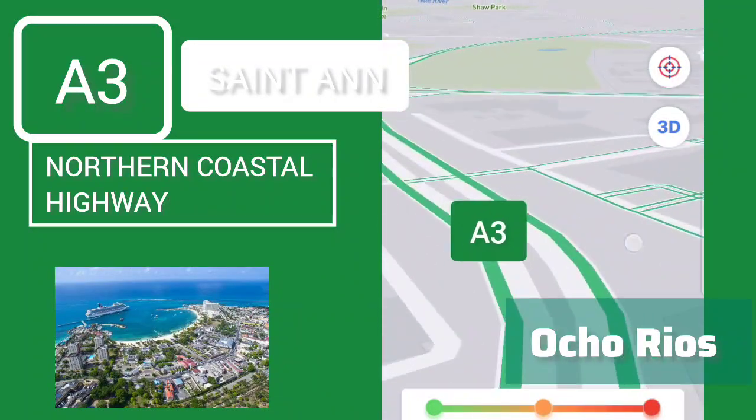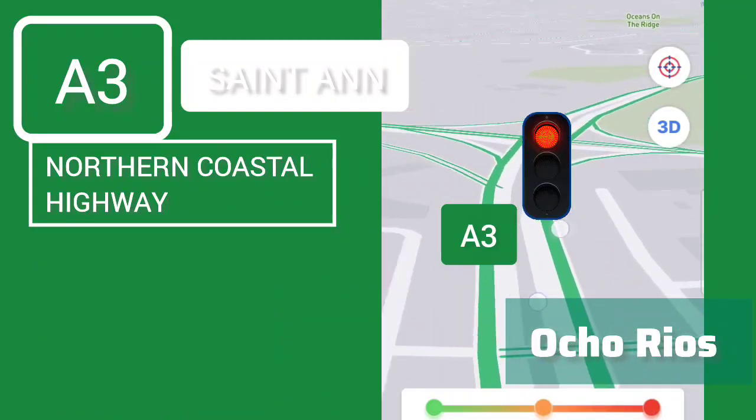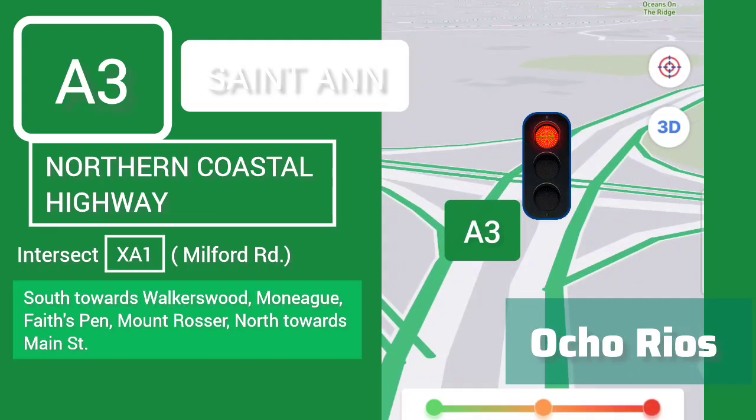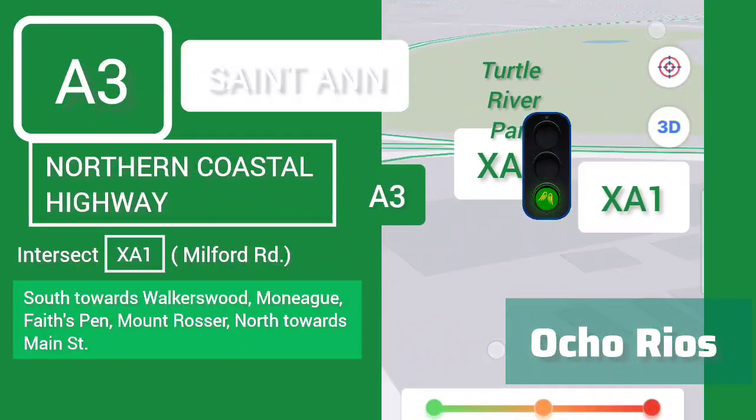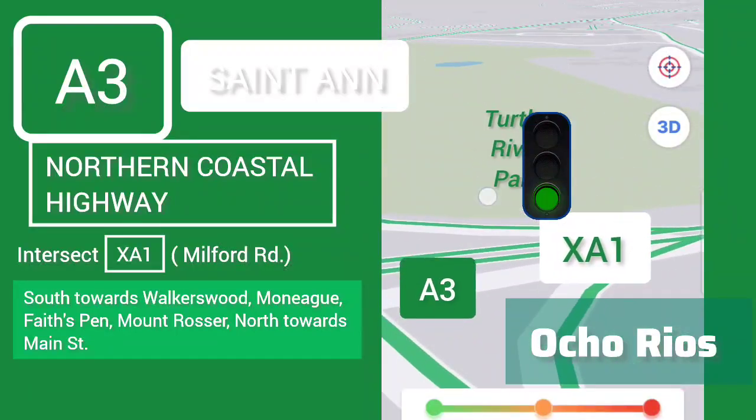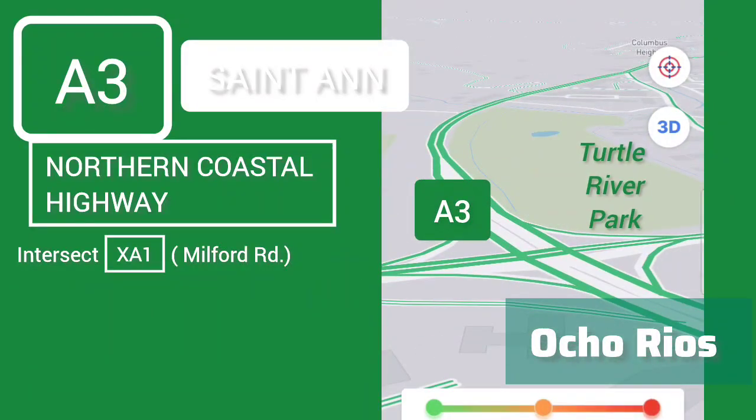It now becomes a dual carriageway for a short period of time, and this is where it ends. So this is where the A3 ends, right here at Milford Road, right here at the Milford Road intersection, and in the vicinity of the Turtle River Park.